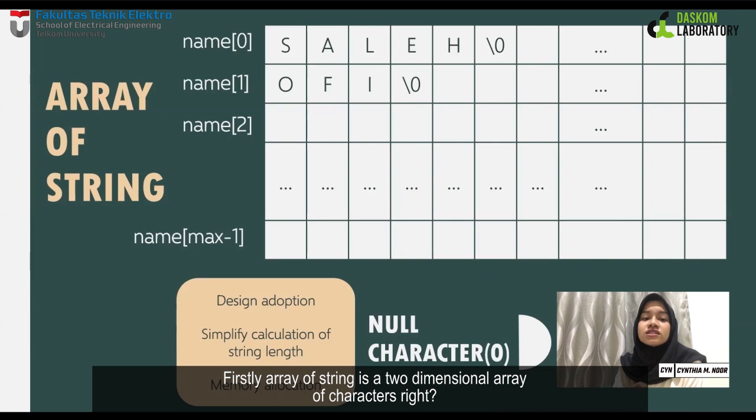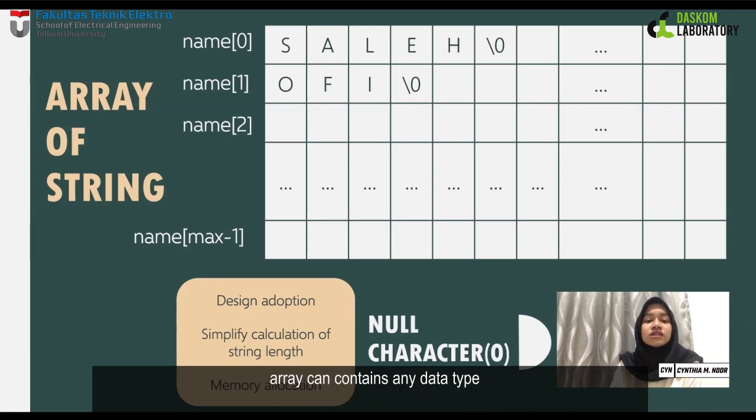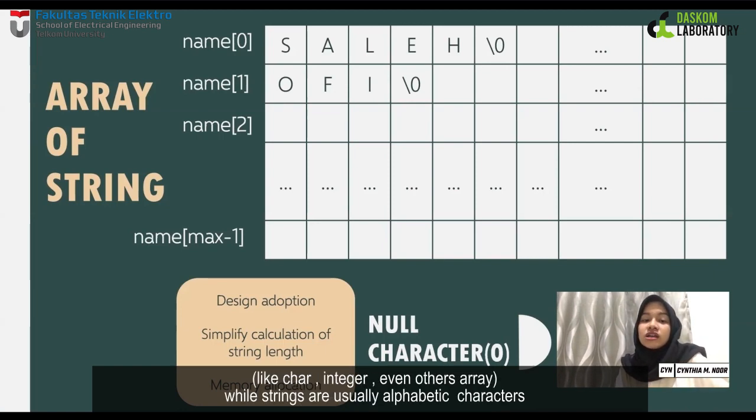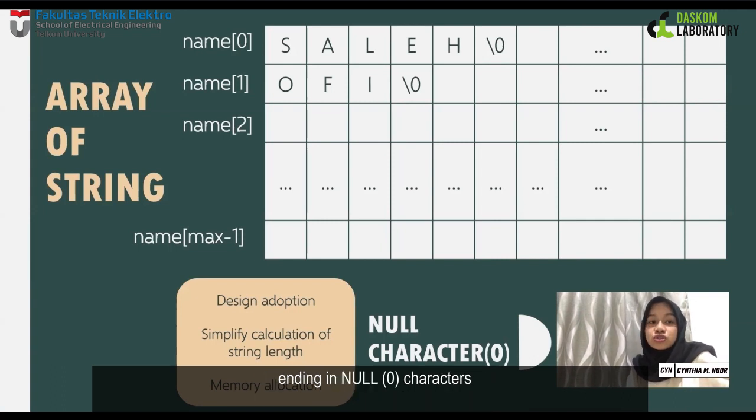Firstly, an array of strings is a two-dimensional array of characters, right? Arrays can contain any data type like char, integer, even other arrays, while strings are usually alphabetic characters ending in null. So the \0 is a null character.